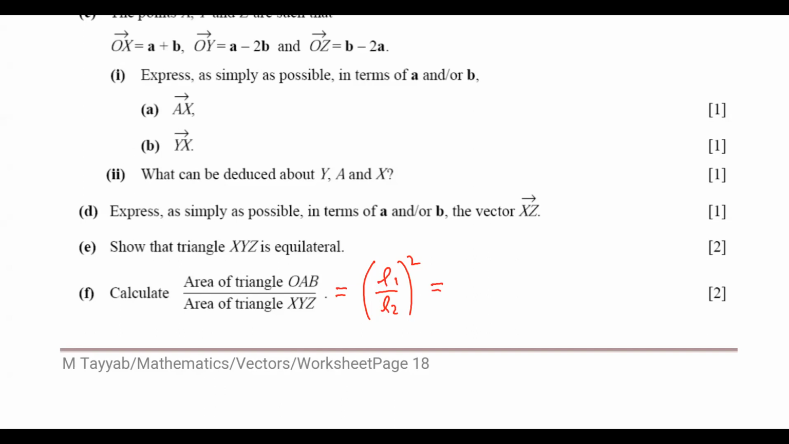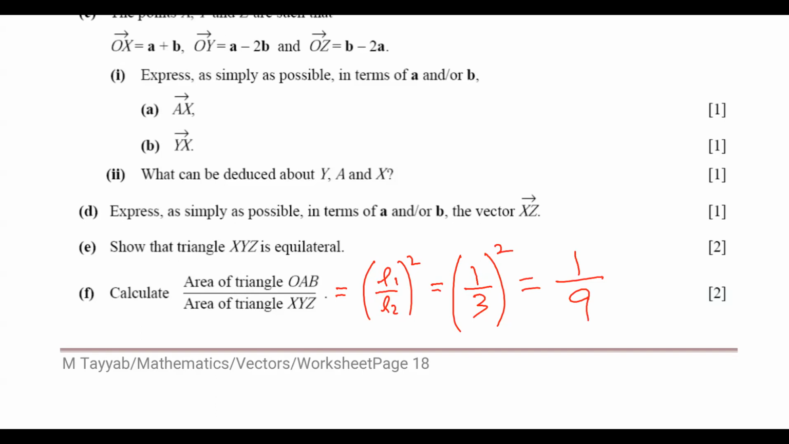How do I know? देखें, उसकी एक साइड A है, यहाँ पे 3A है. One of the sides is B and XYZ की एक साइड है 3B. So 3 times है. So 1:3. So the ratio of the corresponding sides is 1:3. So 1:3 square means 1:9. So the ratio of the area of triangle OAB to the area of triangle XYZ is 1:9.